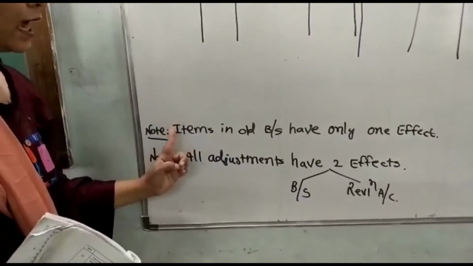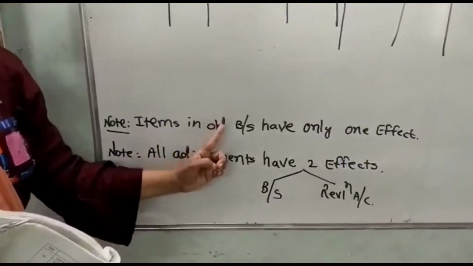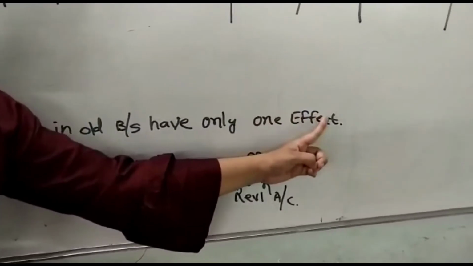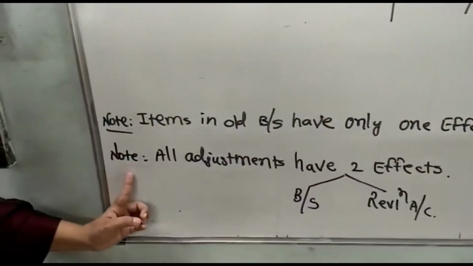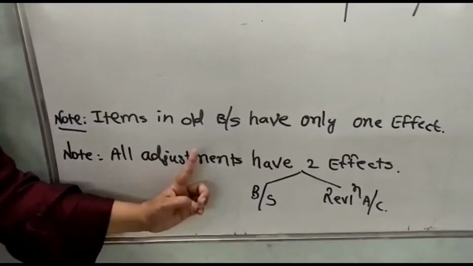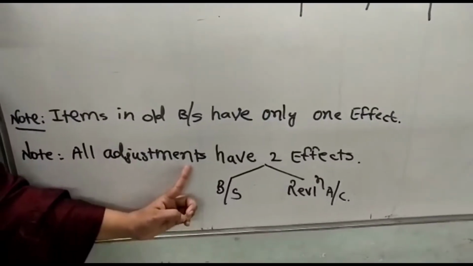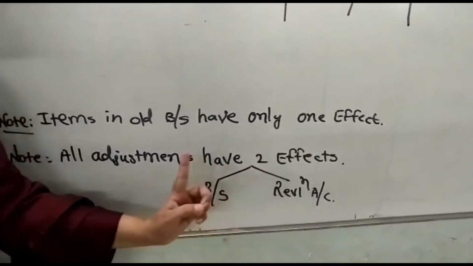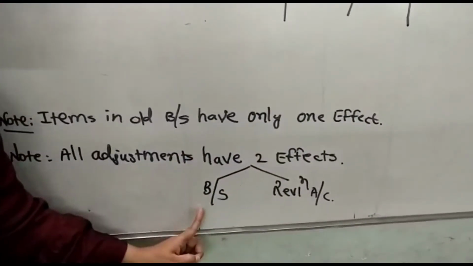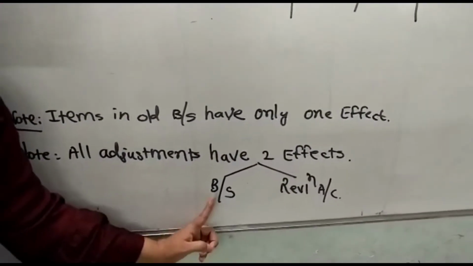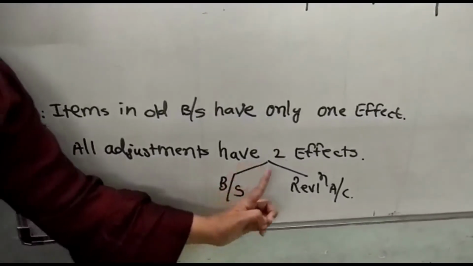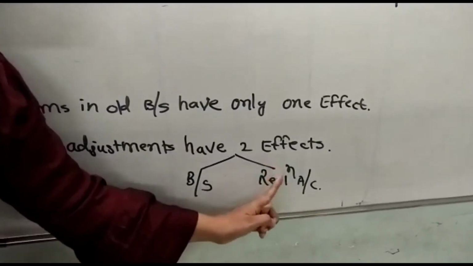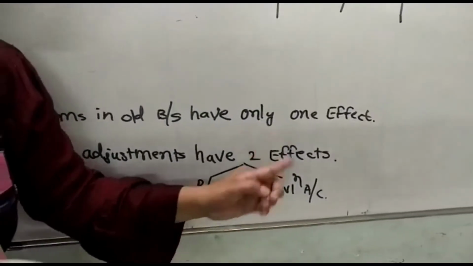First, the items you see in the old balance sheet have only one effect. And note number 2, all the adjustments you will see below the old balance sheet have 2 effects. Which 2 effects? One effect in the balance sheet. On the basis of it, I will decide another effect that will be on the revaluation account. Now we are going to solve illustration number 8.